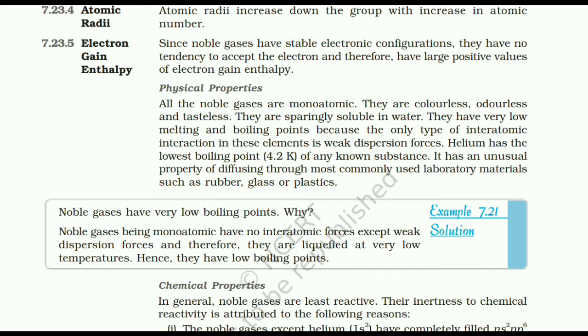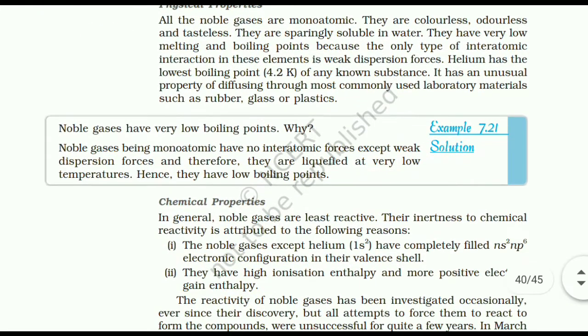It has an unusual property of diffusing through most commonly used laboratory materials such as rubber, glass or plastics. Example 7.21. Noble gases have very low boiling points. Why? Solution. Noble gases being monoatomic have no interatomic forces except weak dispersion forces, and therefore they are liquefied at a very low temperature. Hence, they have low boiling point.